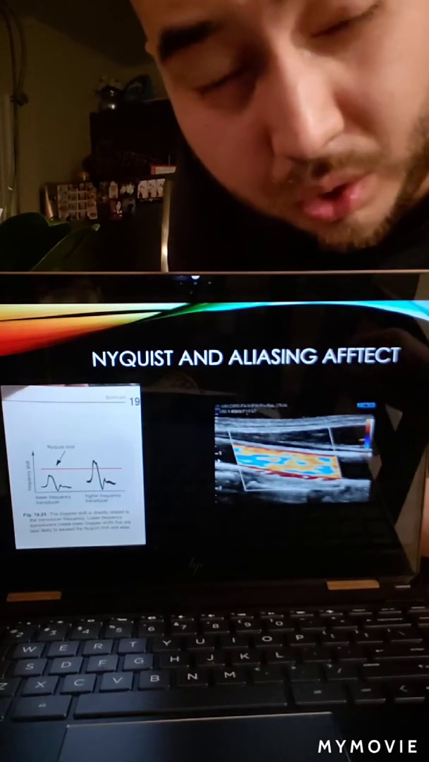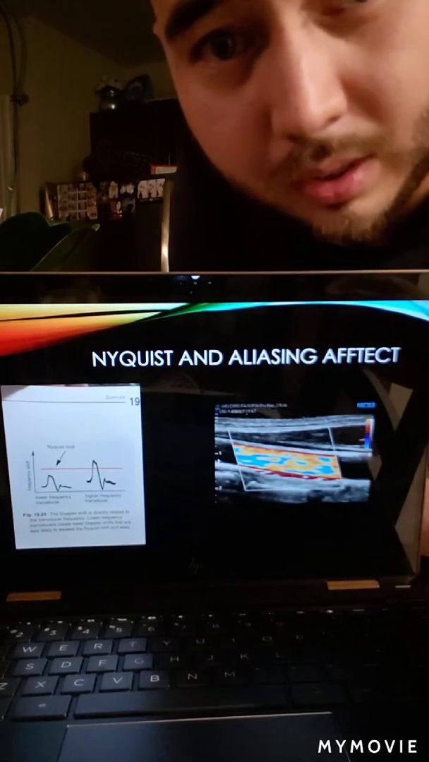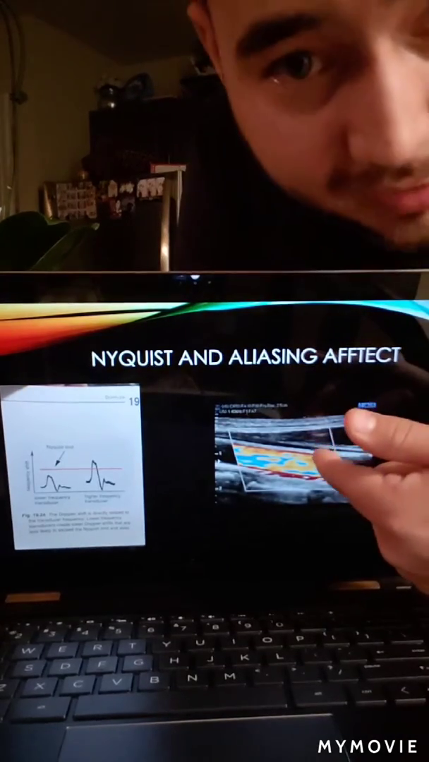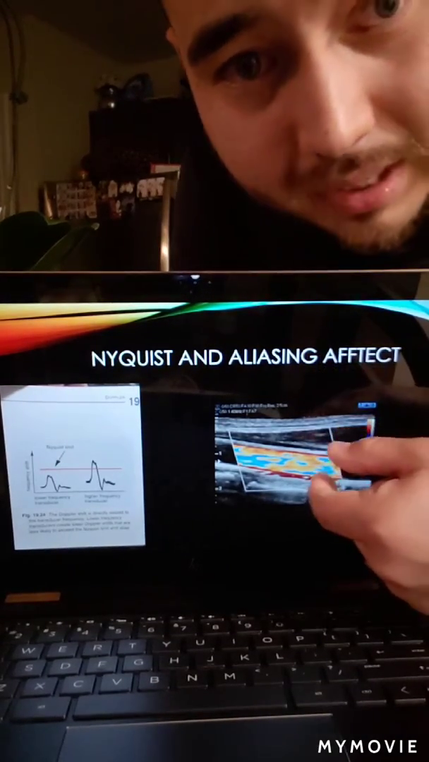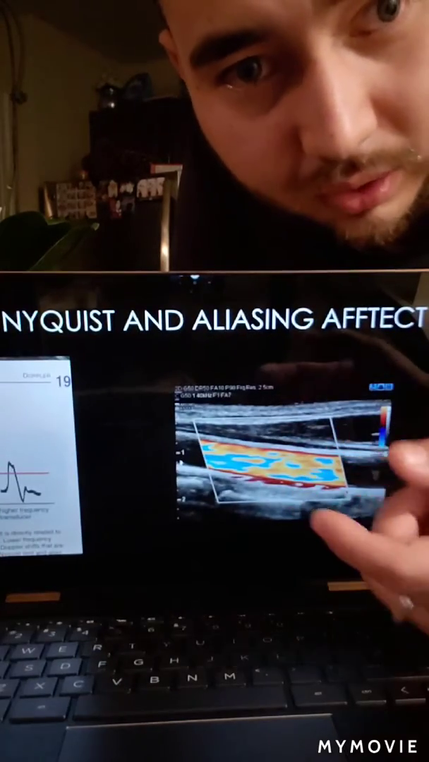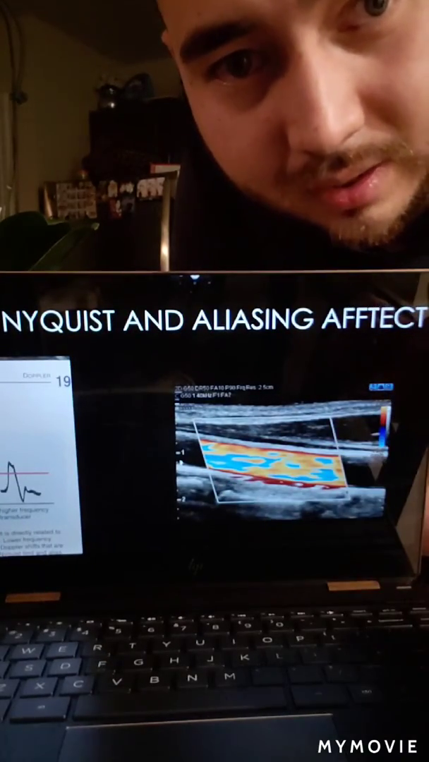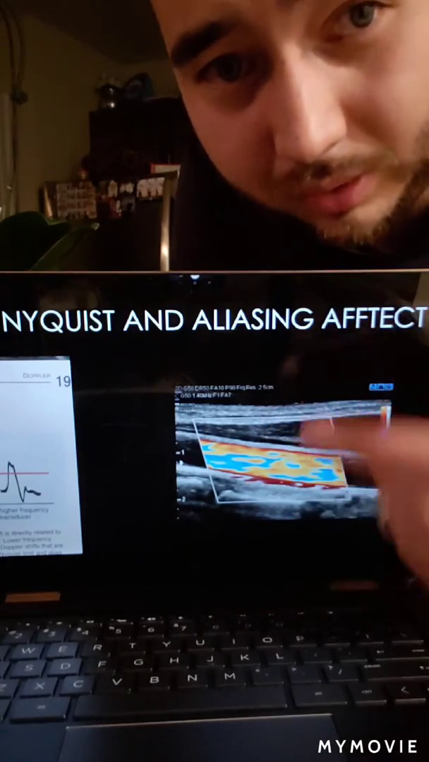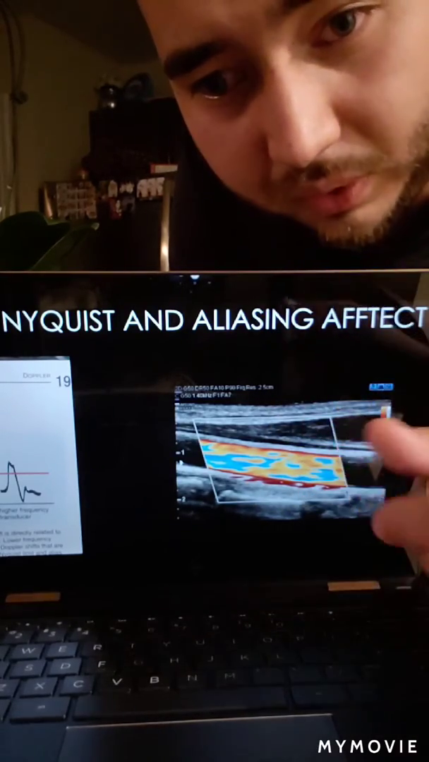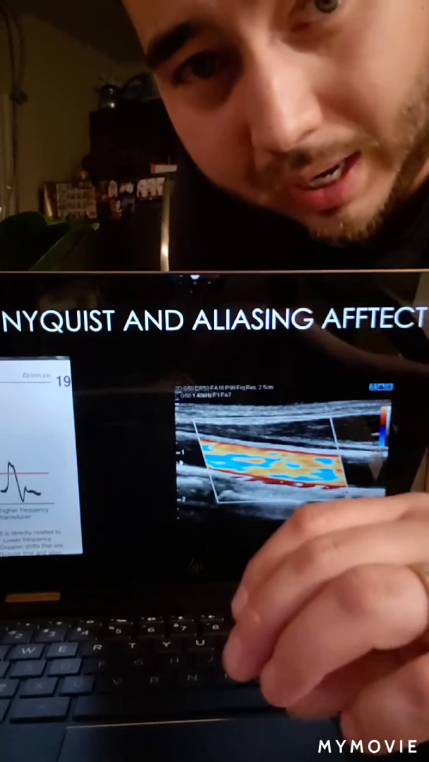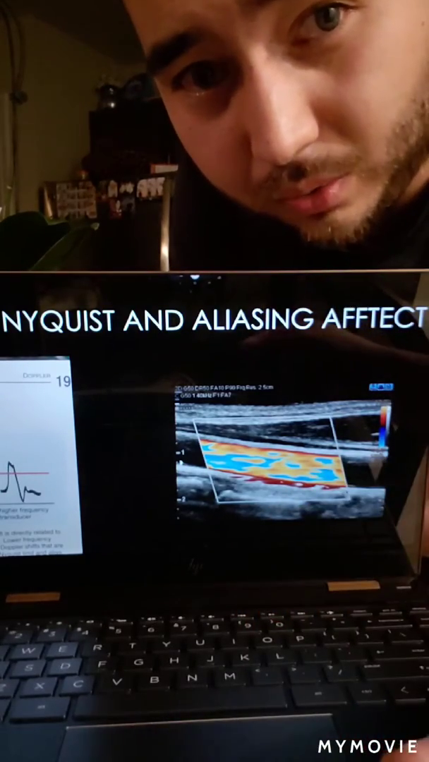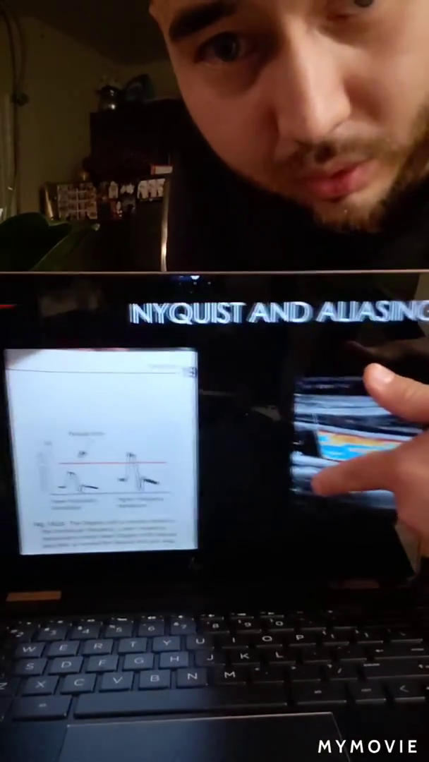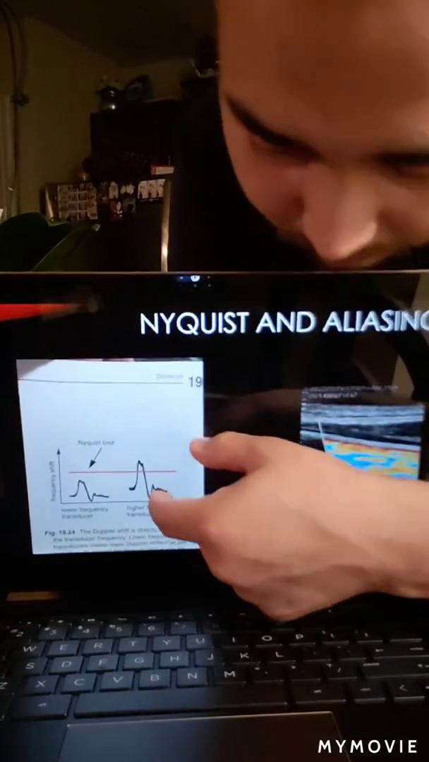High frequency transducers are more subject to Nyquist and aliasing effect. This image right here shows what aliasing effect means. Basically, it's showing that there's blood flow going towards and away, in all different kinds of directions within that vessel. That happens when your color flow adjustment is too high, which is easier to do in a high frequency transducer than in a low frequency transducer.